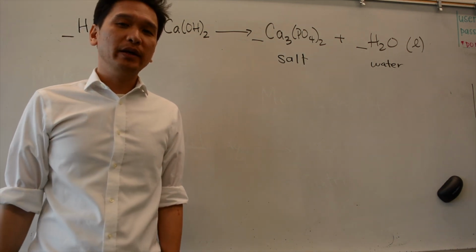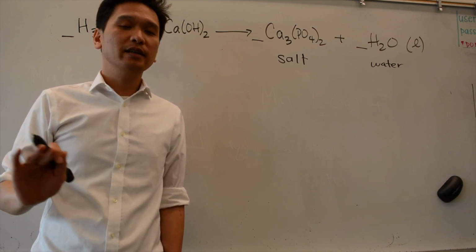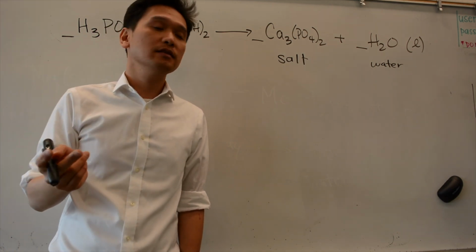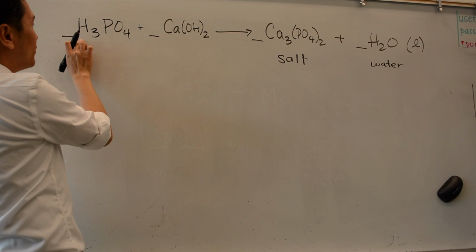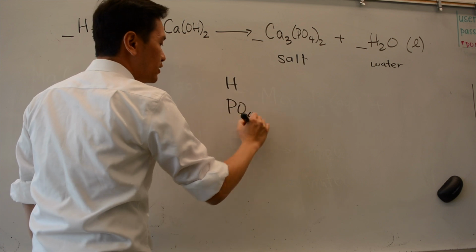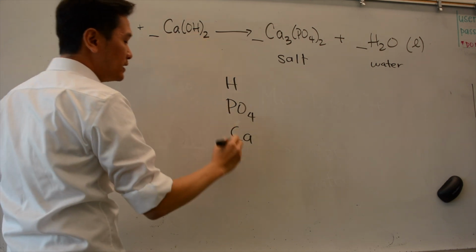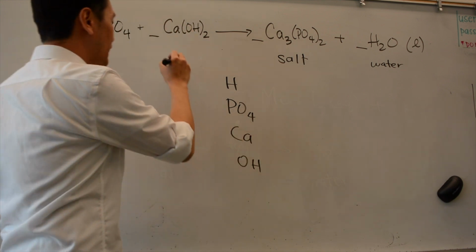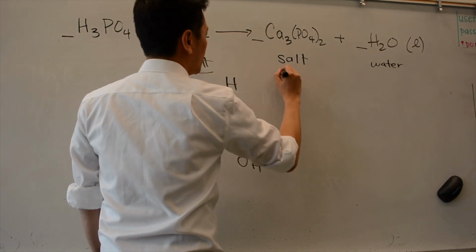When you balance an acid-base equation, it's very similar to balancing equations before when we have polyatomic ions. Using the same technique we did before, let's first list all of your ions, including polyatomic ions, on the left-hand side and on the right-hand side. Recognize that H is your cation and PO4 is your polyatomic anion. Next we have calcium as your cation, and OH, hydroxide, as your polyatomic anion. Now let's do the count on the reactant side versus the product side.